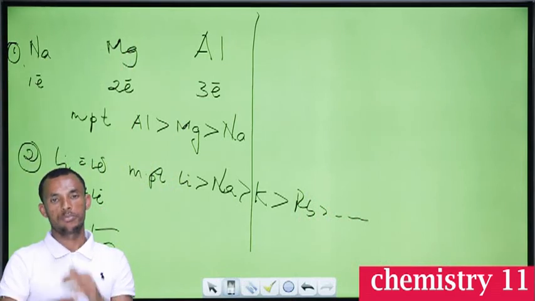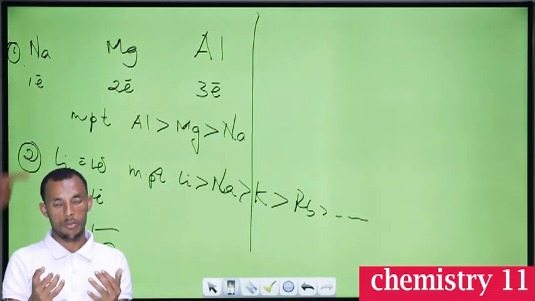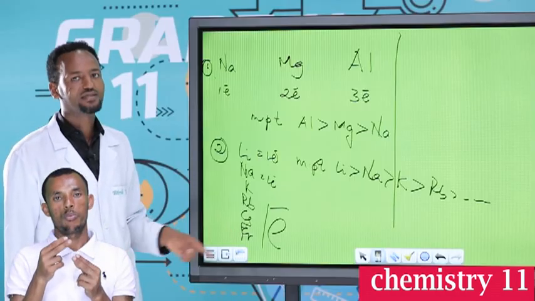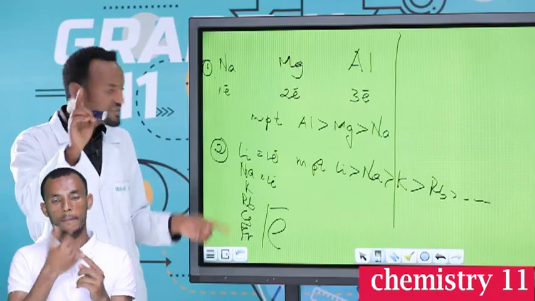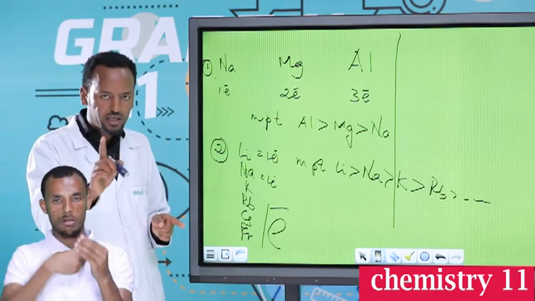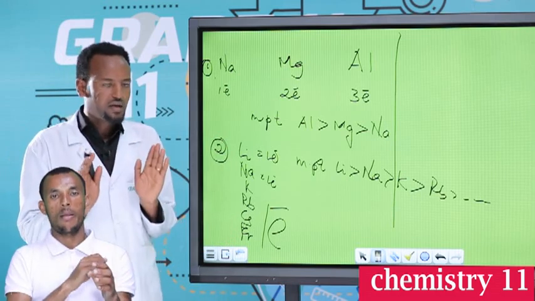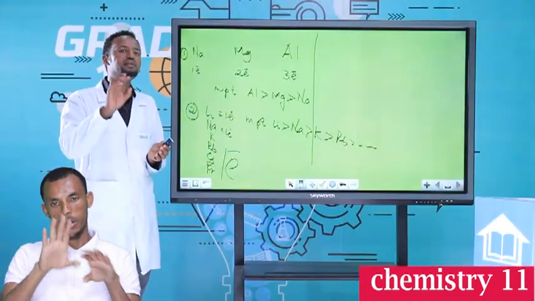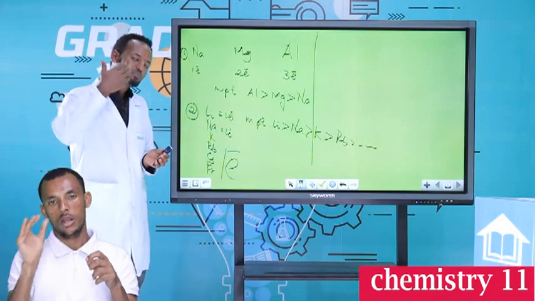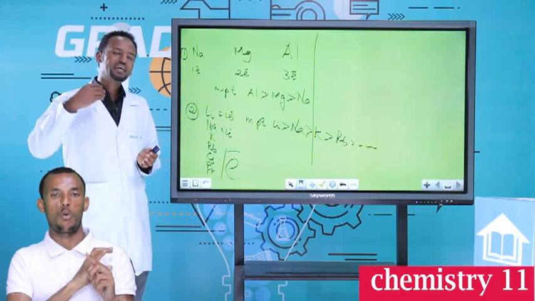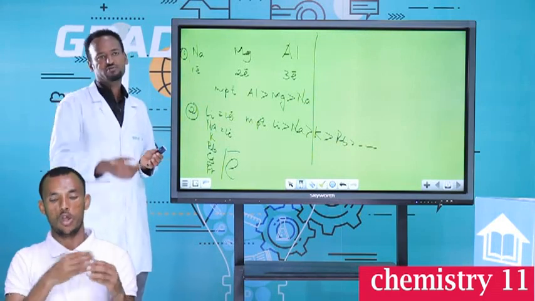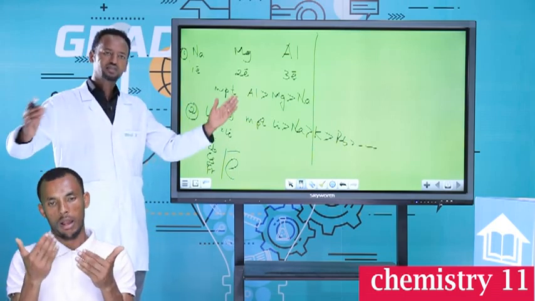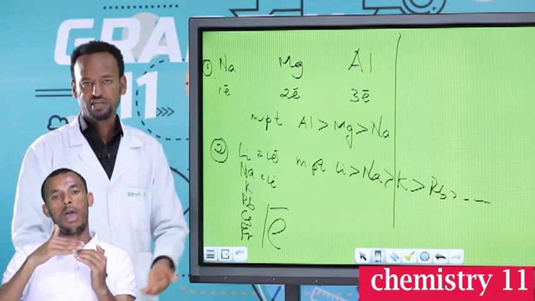Now, for metallic strength in group 1, down a group, metallic strength decreases. But metallic properties increase. Students, metallic property and metallic strength are not the same. Metallic strength depends on the number of contributed electrons and size. Metallic property means the characteristic of losing electrons, the tendency to lose electrons easily. The larger the size, the more easily it loses its electrons.